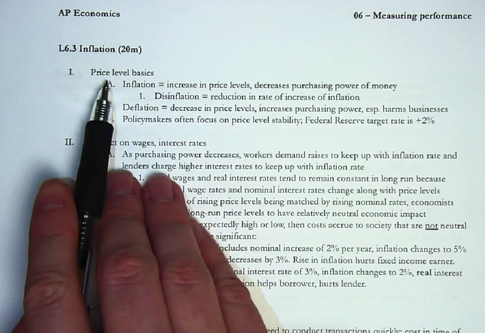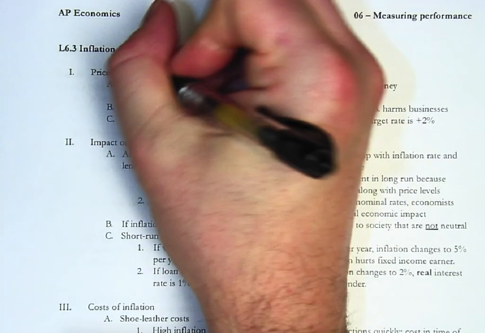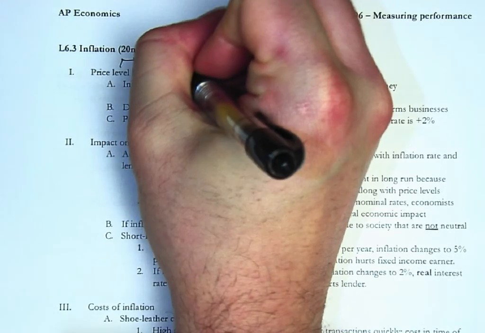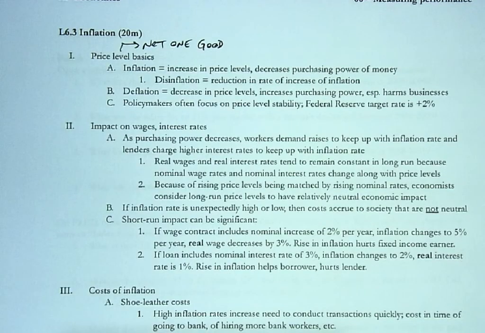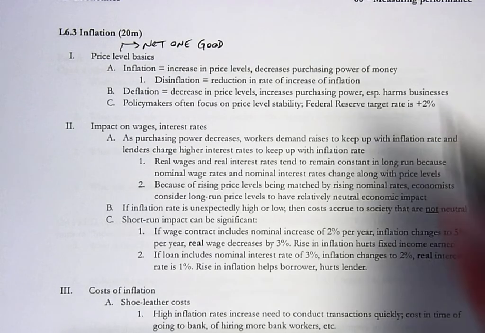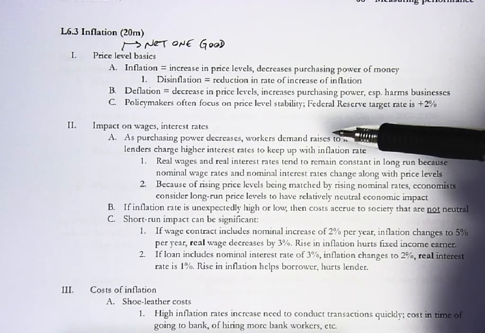So at the very basic level, it's price levels. And this is the idea of saying not just one good. So if the price of donuts goes up, then that doesn't mean inflation happened. It's the price level of all the different goods and services, or many of the goods and services in an economy that people buy. So we would say that it's the entire society. It's not necessarily just one particular good.